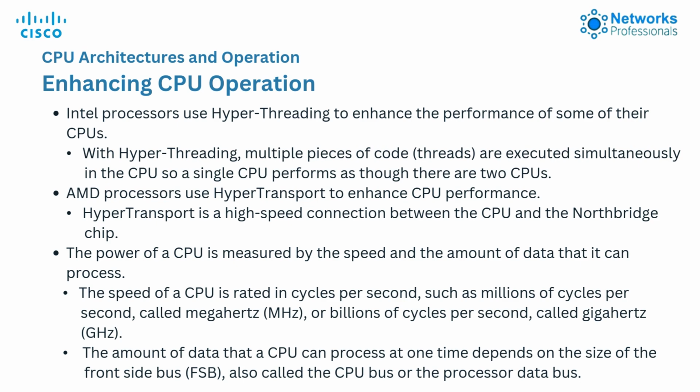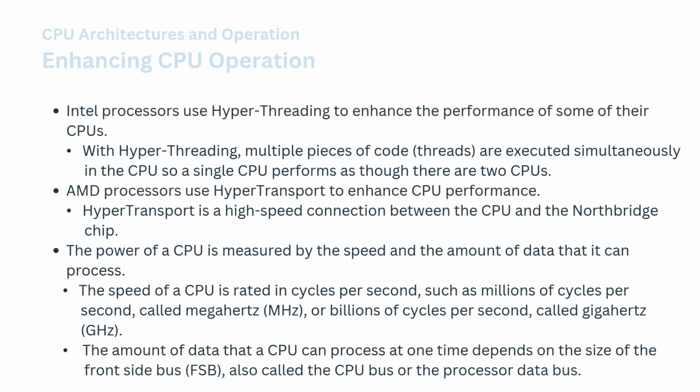The power of a CPU is measured by the speed and the amount of data that it can process. The speed of a CPU is rated in cycles per second, such as millions of cycles per second, called megahertz, or billions of cycles per second, called gigahertz. The amount of data that a CPU can process at one time depends on the size of the front side bus, FSB, also called the CPU bus or the processor data bus.